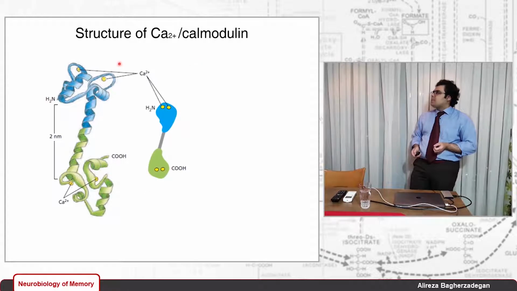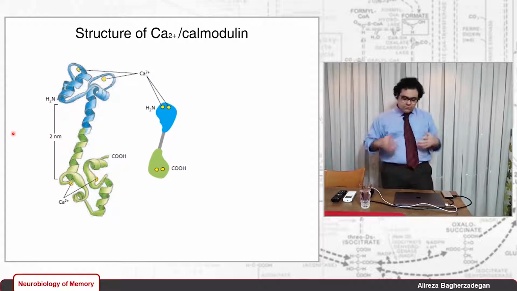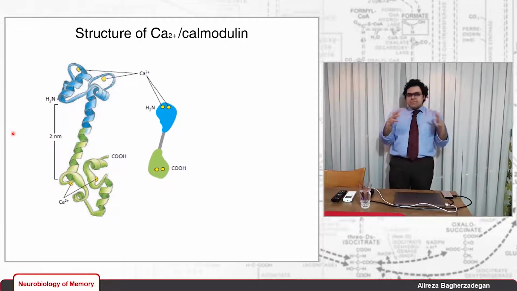Okay. Now let's talk about calcium calmodulin. It's a very important molecule. The reason it is named calmodulin is because it is modulated by calcium, okay? It's actually a sensor for calcium. It senses the concentration of calcium in the cell, and it is activated by calcium ions. So when calcium ions are not bound to it, it is in the apo form or the inactive form.